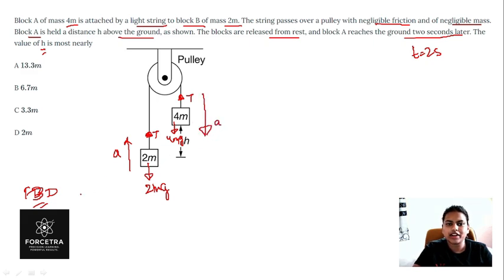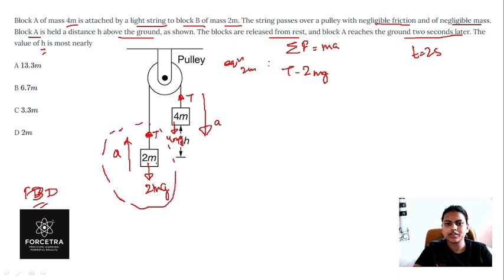So let's write the equation for the 2m block. It would be tension minus 2mg. This is the net force. We know how we write the equation: net force is equal to mass into acceleration. Considering this body only, T minus 2mg gives the acceleration. So T minus 2mg is equal to 2m into a.